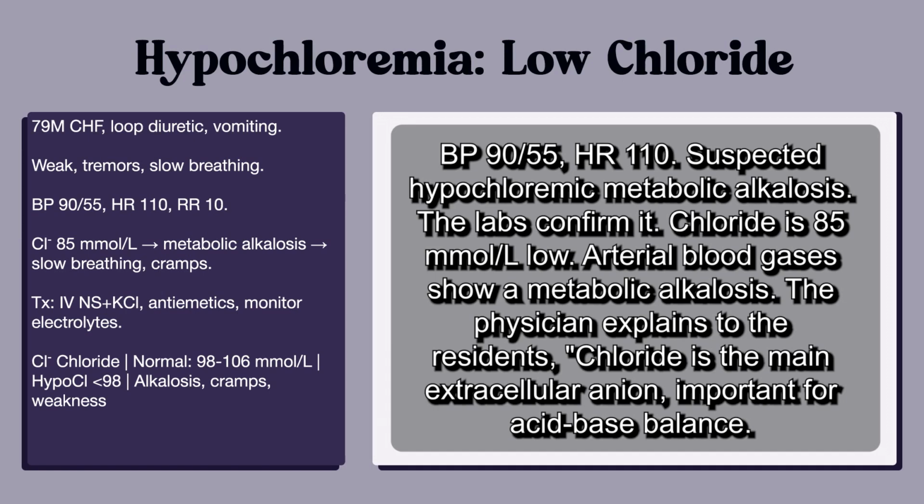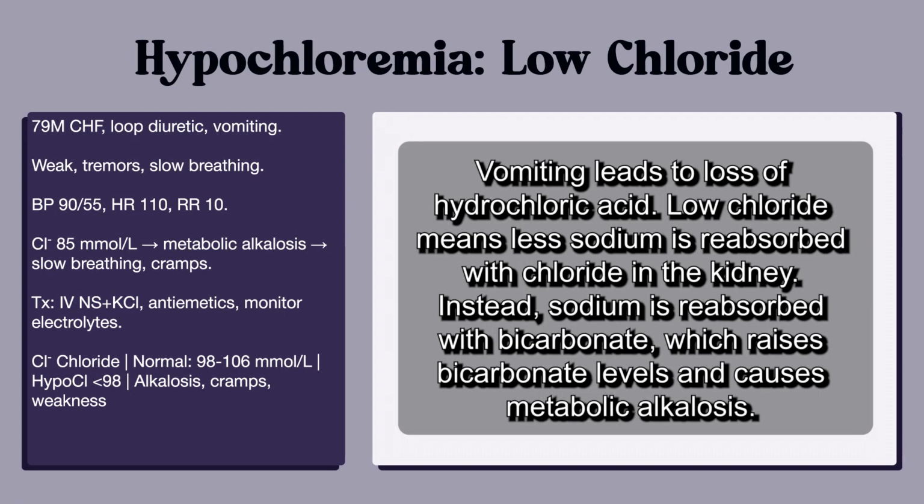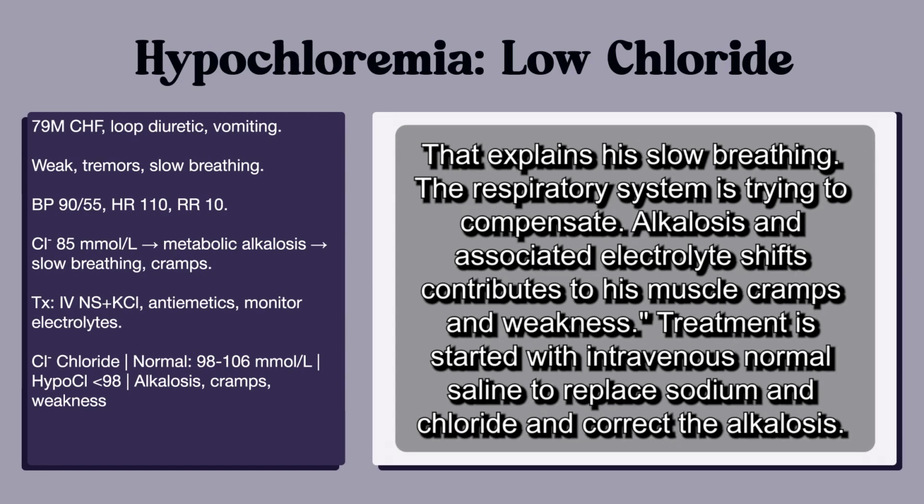The physician explains to the residents, chloride is the main extracellular anion, important for acid-base balance. Vomiting leads to loss of hydrochloric acid. Low chloride means less sodium is reabsorbed with chloride in the kidney. Instead, sodium is reabsorbed with bicarbonate, which raises bicarbonate levels and causes metabolic alkalosis. That explains his slow breathing. The respiratory system is trying to compensate. Alkalosis and associated electrolyte shifts contribute to his muscle cramps and weakness.